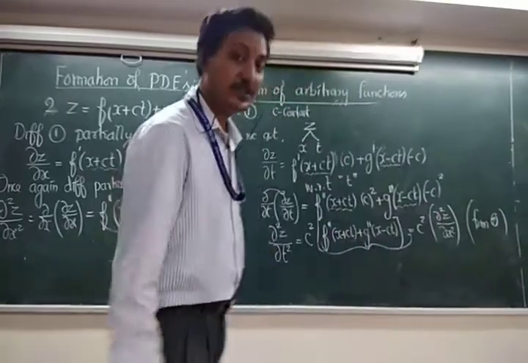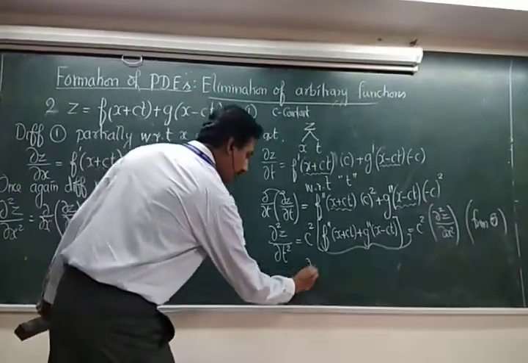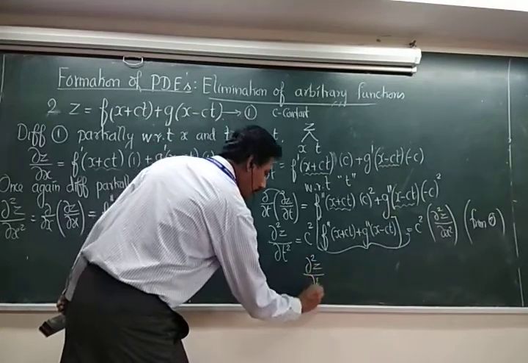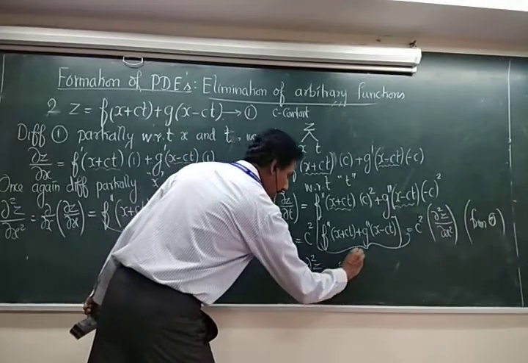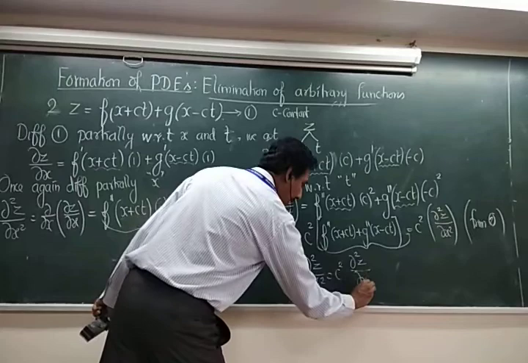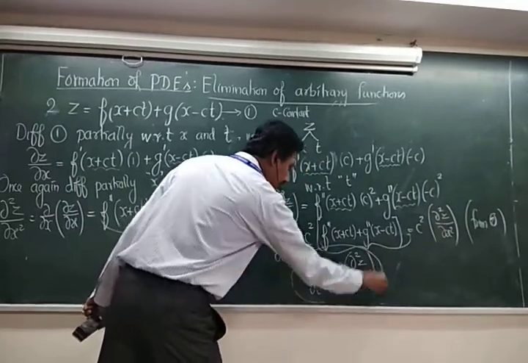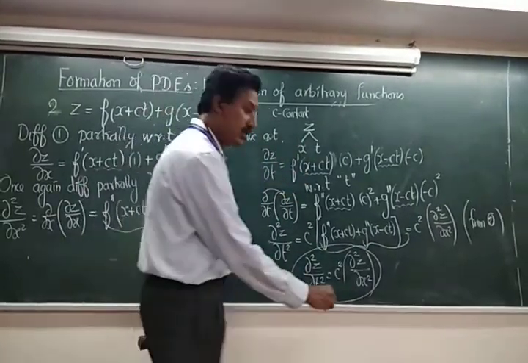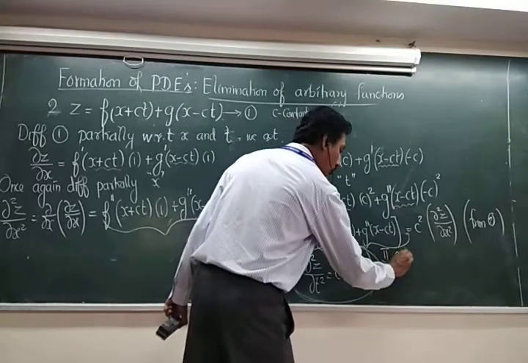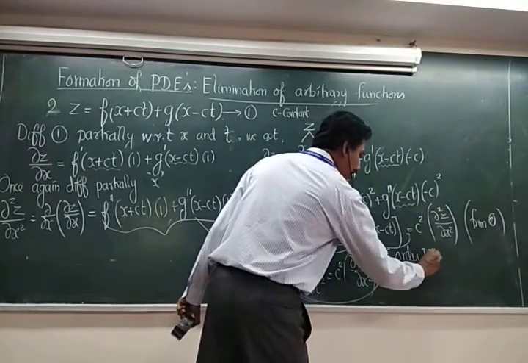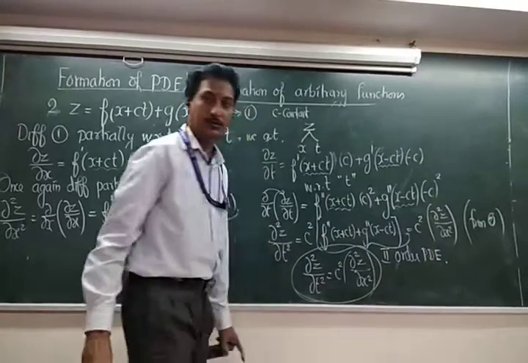Right? So what about c? c is a fixed constant. So this way we get ∂²z/∂t² is equal to c² into ∂²z/∂x². So there are no arbitrary constants. This is my required partial differential equation of order 2. So it is the second order partial differential equation. Got it?